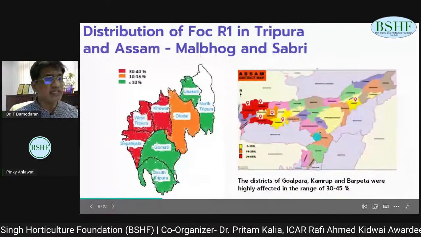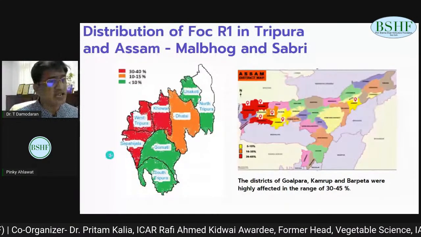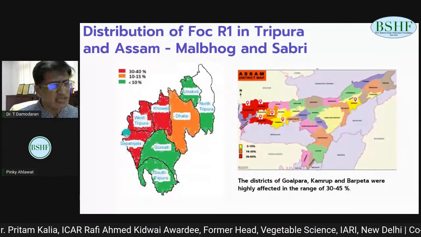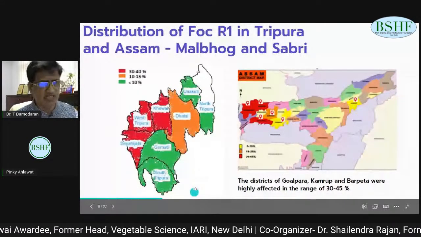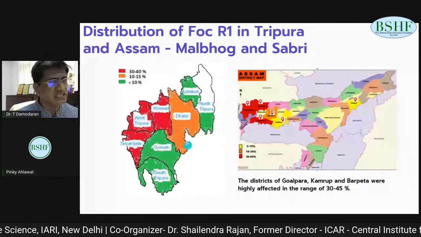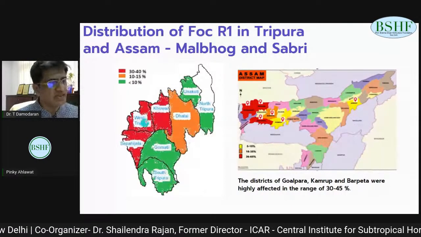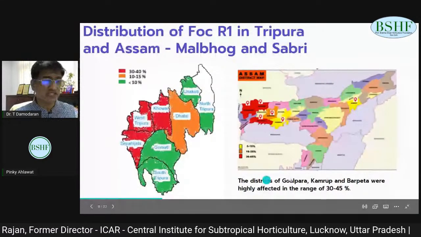When we come to Tripura, these three districts, that is Sepahijala, West Tripura and Gomati, come under Sabri cultivation, which is one of the very famous cultivars of the Tripura region. And this is also under the threat of race 1. Now these three districts are completely being affected with race 1 of Fusarium wilt in the Tripura region.